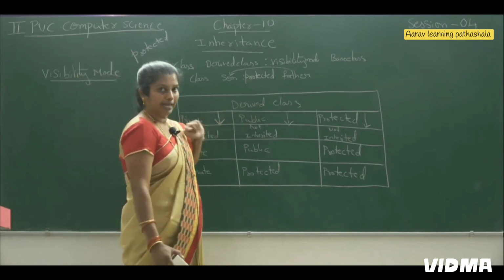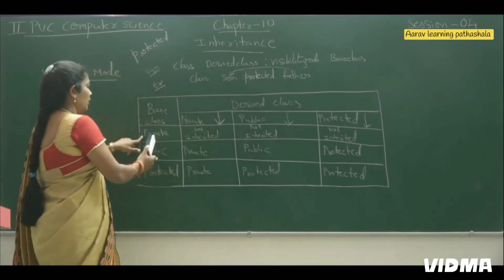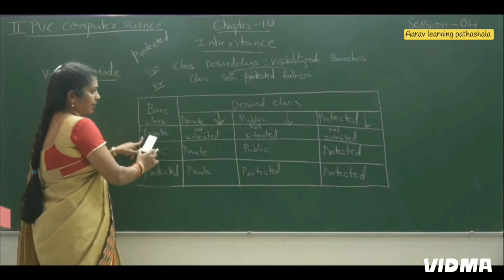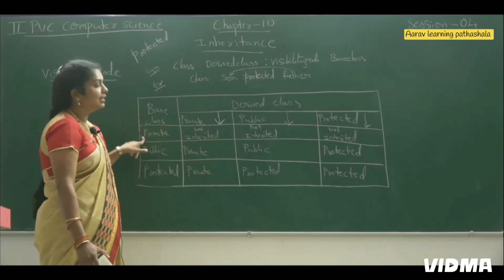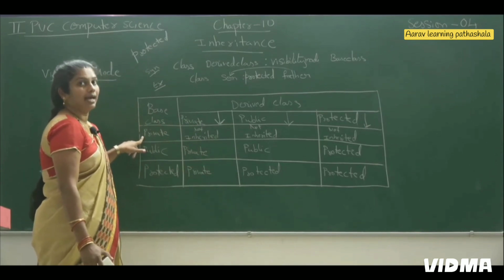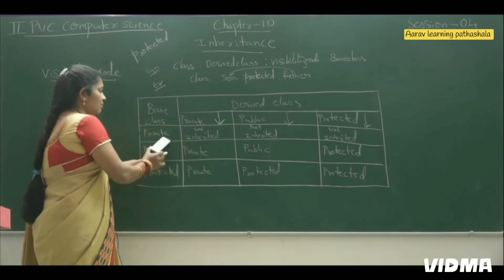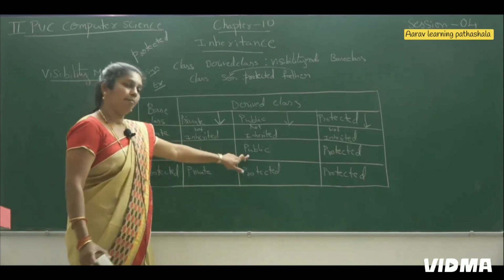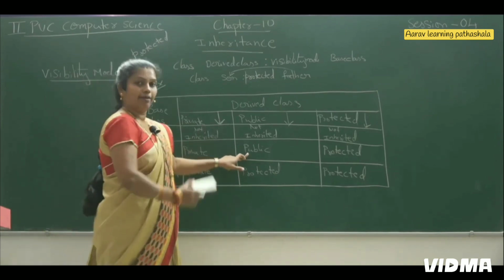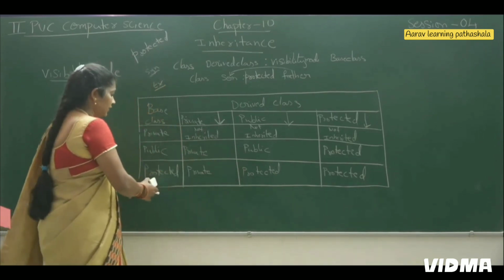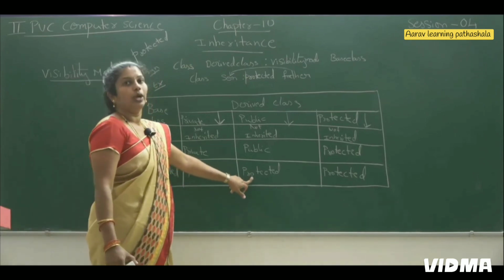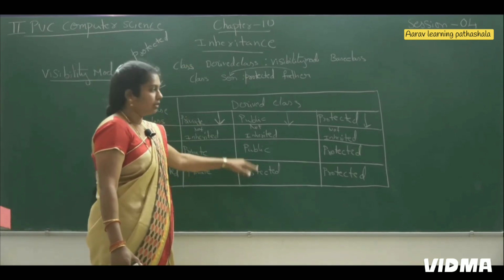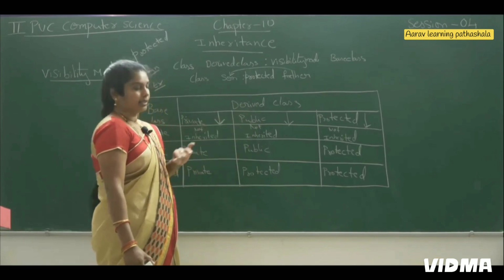The next one, in the public case, there also, if the base class members are private, then they cannot be inherited in the derived class. If the base class members are public, they become public only in the derived class. If they are protected in the base class, then in the derived class also they are protected. This is regarding public inheritance.